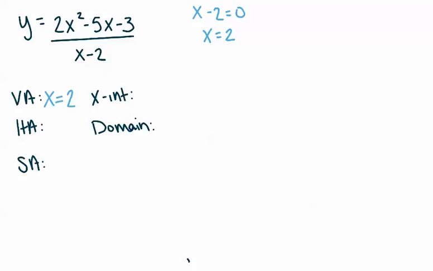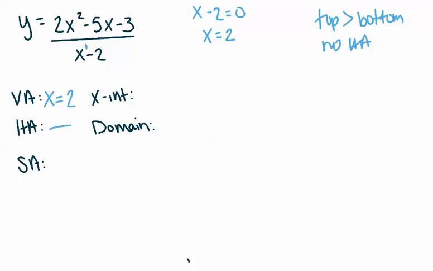Next, we'll talk about horizontal asymptotes. Horizontal asymptotes, we had three different options. The first one is where the degree on top is bigger than the degree on bottom, so you can think of this as x to the first. When the top is bigger than the bottom, that means there's actually no horizontal asymptote. And if there's no horizontal asymptote, then that means there's a slant asymptote. And we'll do that in a second.